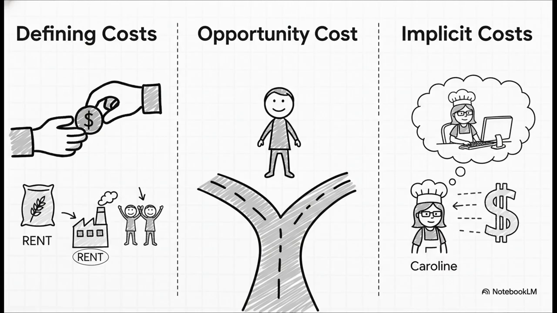Explicit costs are the easy ones, right? That's the money you pay for flour, rent, your employees' wages. But implicit costs, they're the invisible ones. Let's say Caroline, who owns a cookie factory, is also a brilliant computer programmer who could be making $100 an hour. Well, every single hour she spends making cookies, she's giving up that $100. That is a very real, though hidden, cost of doing business.